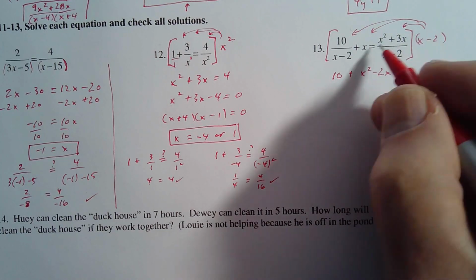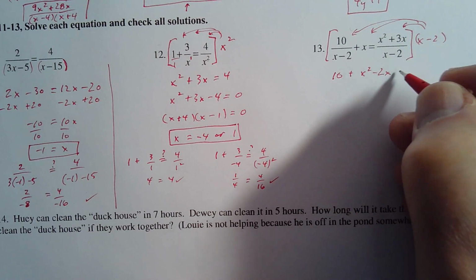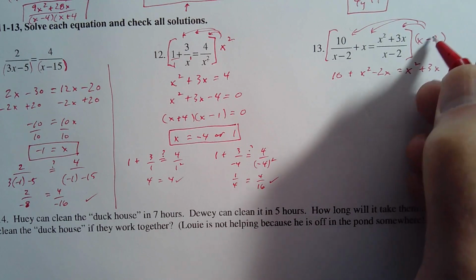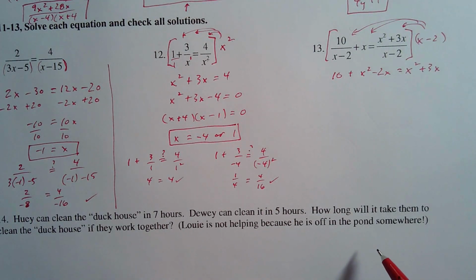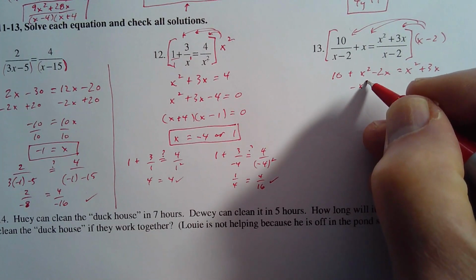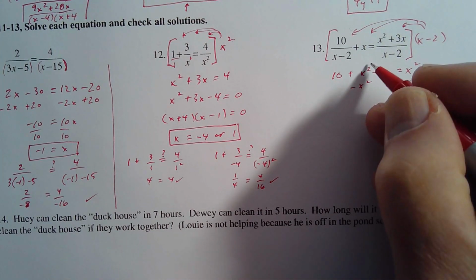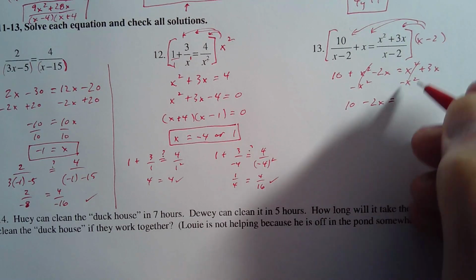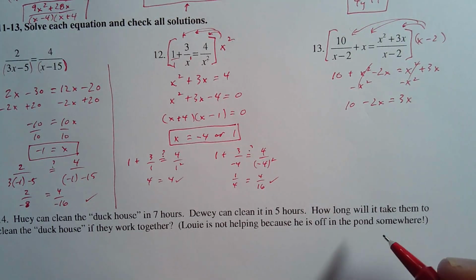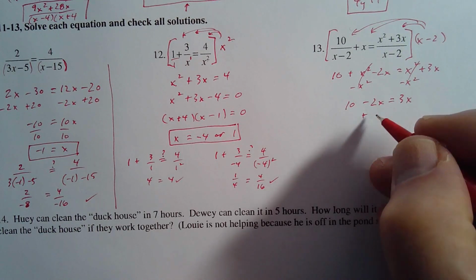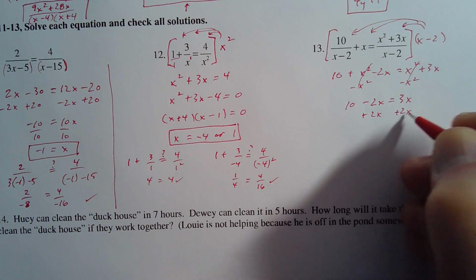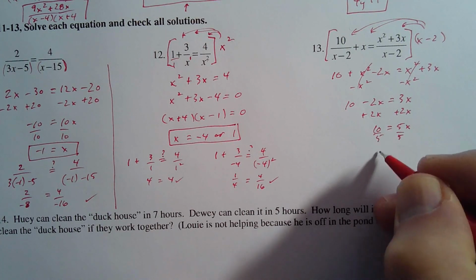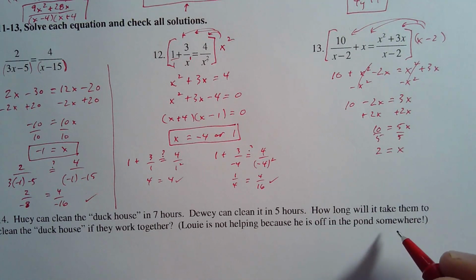So I just did the x minus 2 times this x term. And then I'll have x squared plus 3x on this side, because the x minus 2's will cross out. Well, nice, the x squareds cross out as well. So now I've got 10 minus 2x on the left and a 3x on the right. Now it's a two-stepper. Move that x over, and I get 10 equals 5x. Divide away the 5, and I get 2 to be x.